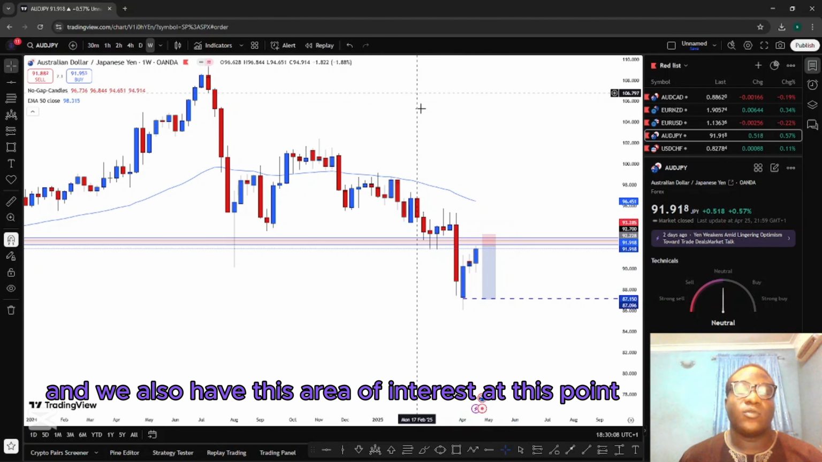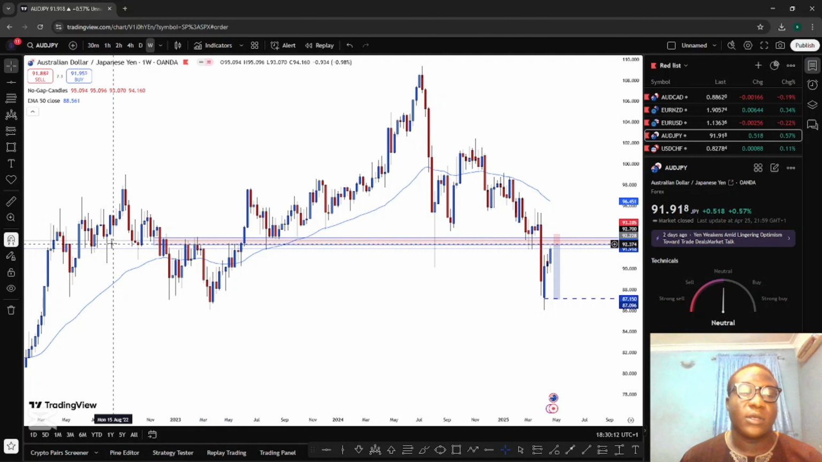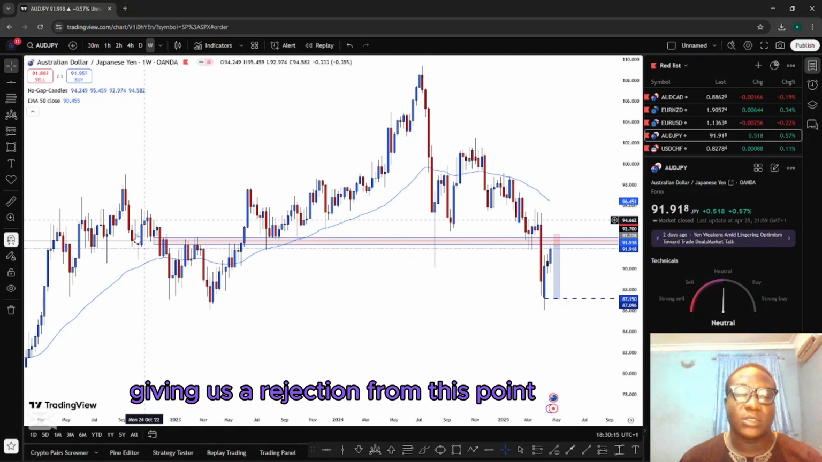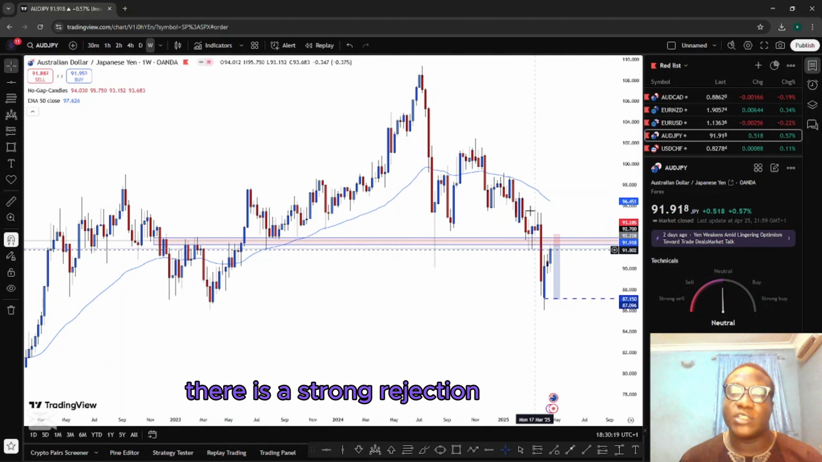And we also have this area of interest at this point where the market has tested multiple times in the past, giving us a rejection from this point. As you can see, every time it came to this point, there is a strong rejection.